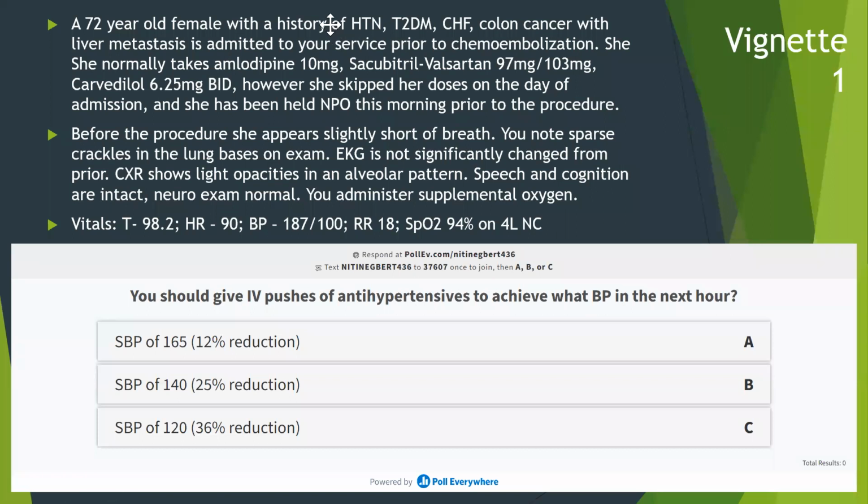So this qualifies as a hypertensive emergency, right? She doesn't have too bad pulmonary edema. It looks like maybe it's just starting, but she has it. So you want to do something about the blood pressure. What do you want to do about it? What's your goal? We got 2 answers in. I'll give you more time for the vignettes, so I'll give you about a minute here.